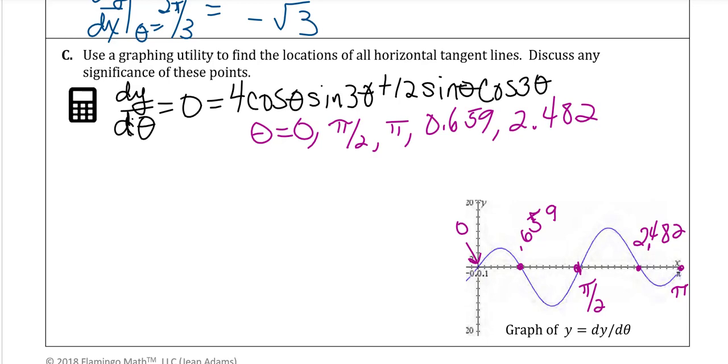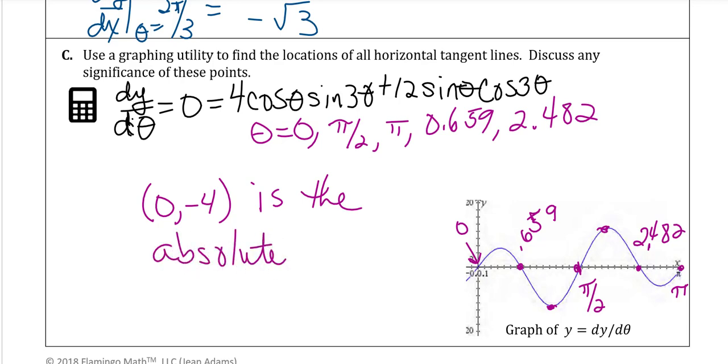And so discuss any significance. And what we're going to see is that if we look at this, we have this point right here and this point right there. We have horizontal tangent lines. And what we're going to find is that 0, -4 on our graph is the absolute minimum. And you can see that when you look at the graph.